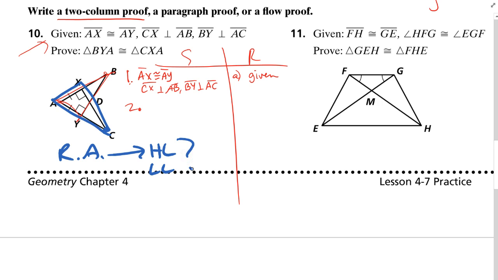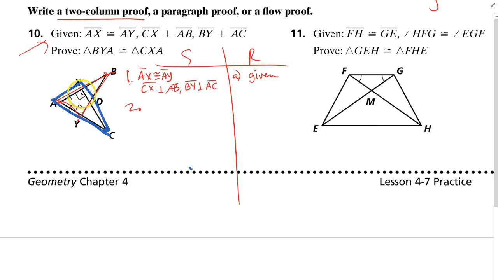But maybe I won't get to use a side with another side. Maybe I'll have to go through some angles. So I can't predict, just because I see a right triangle doesn't mean that I'm going to automatically end up with the HL or the LL. So let's stay tuned. Let's see what we can figure out first.